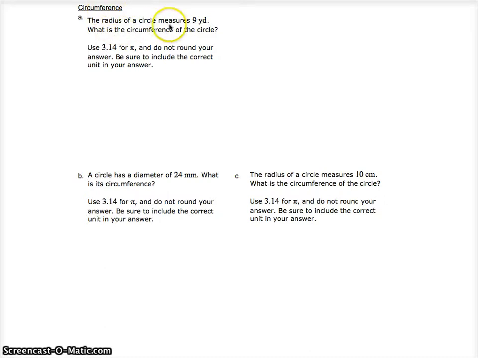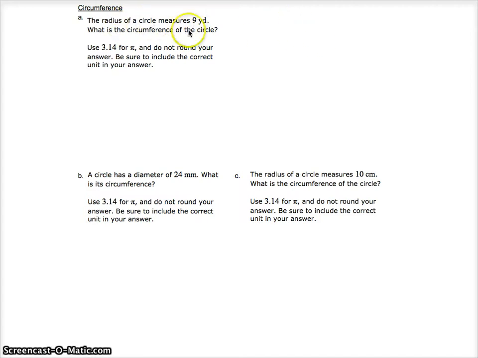So it says the radius of a circle measures 9 yards. What is the circumference of the circle? Use 3.14 for pi. Do not round your answer. Be sure to include correct units. So the units are just what comes after the value we find at the very end.